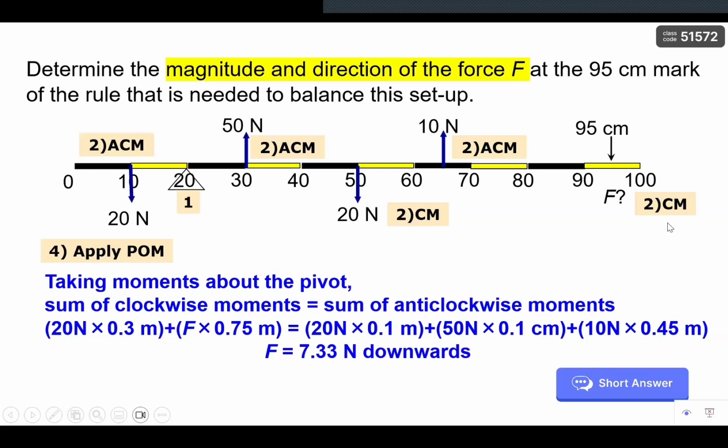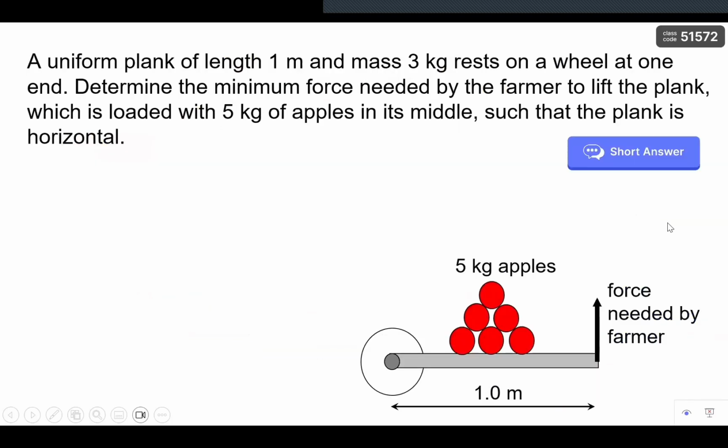Okay, next one, let's move on to the next example. A uniform plank of length 1 meter and mass 3 kg rests on a wheel at one end. Determine the minimum force needed by the farmer to lift the plank, which is loaded with 5 kg of apples in its middle, such that the plank will be horizontal. If the plank is horizontal, it means that the plank is in equilibrium, is balanced.